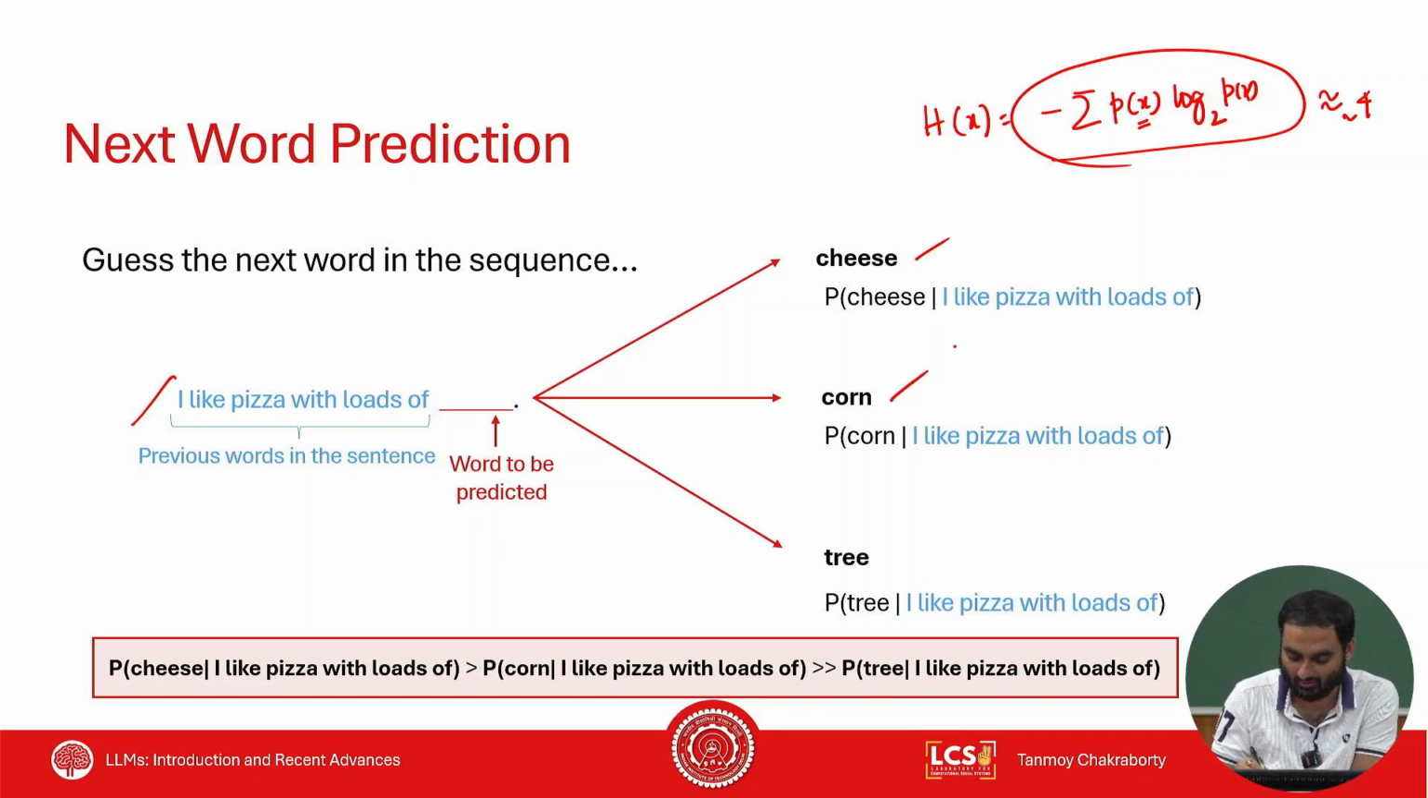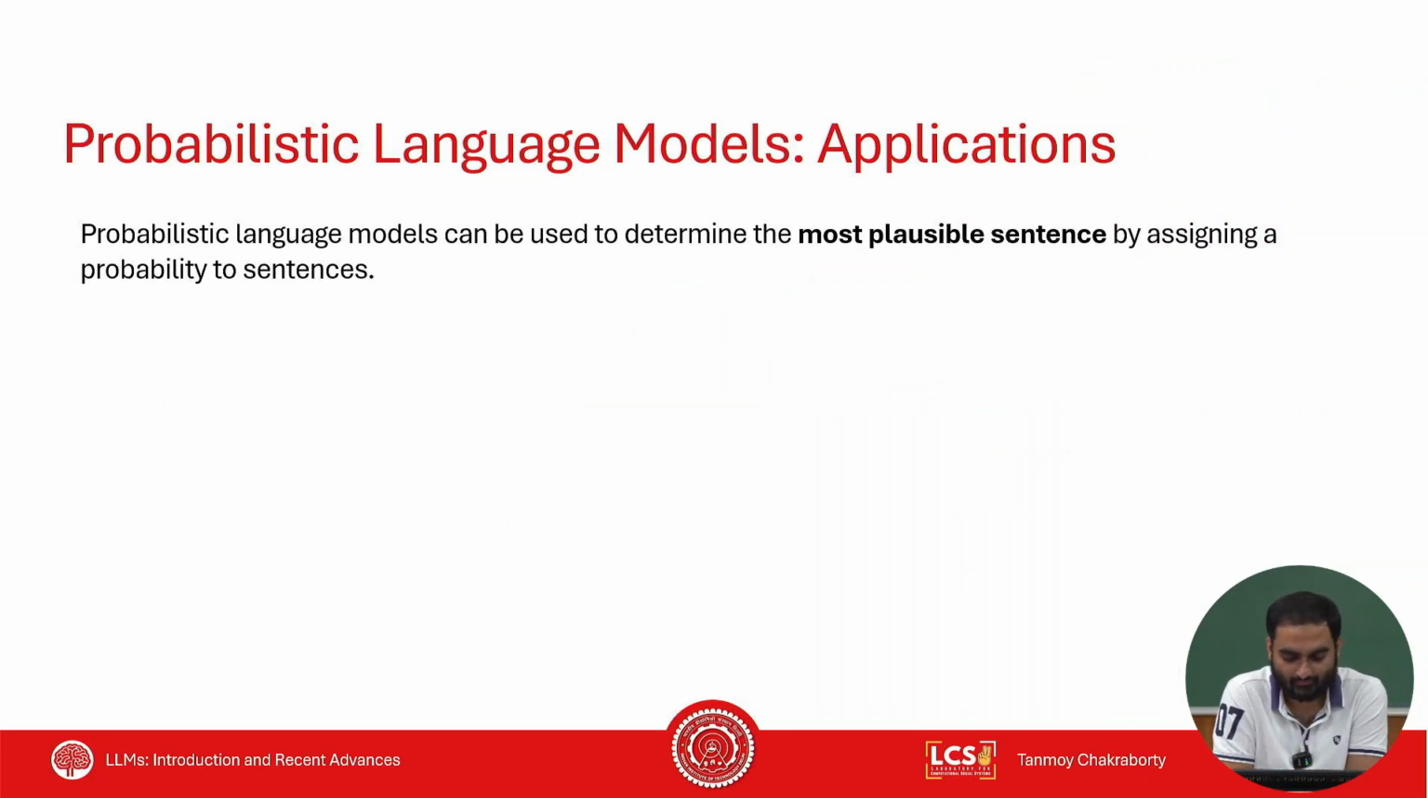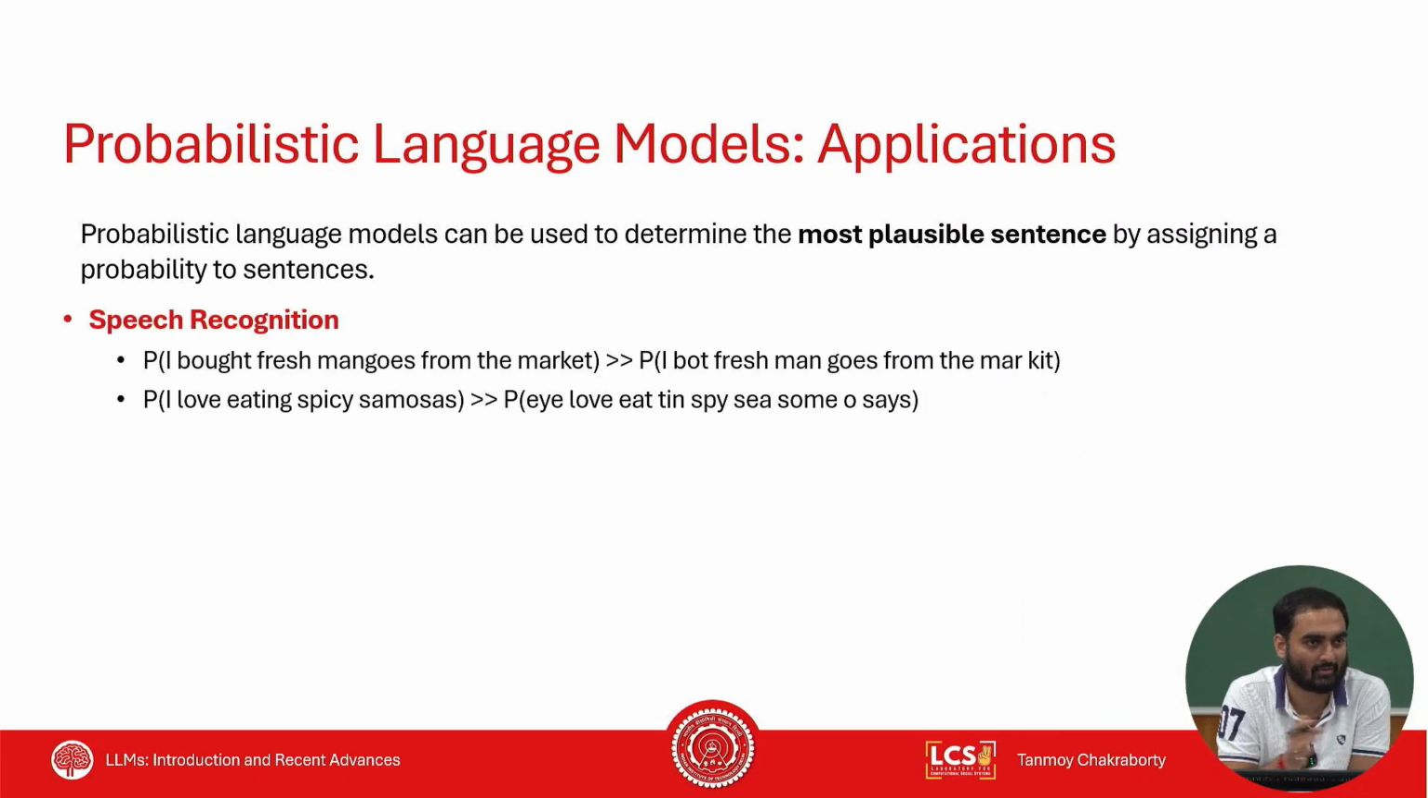So it can be cheese, it can be corn, it can be tree also, right? I already mentioned there's a concept of vocabulary. We already have a vocabulary, where there are possible words taken from the corpus, right? So any word from the vocabulary can essentially come here. But if the language model is good enough, it will say that the probability that the word cheese will come here is higher than the probability of corn coming here and than the probability of tree coming here, right? So application wise, as I mentioned, there are lots of applications.